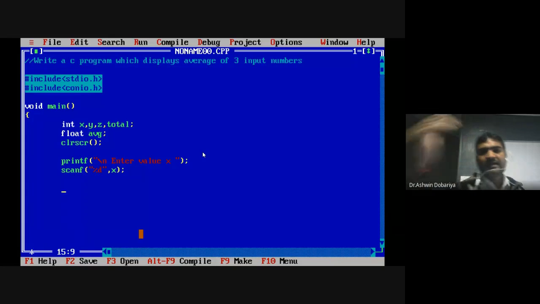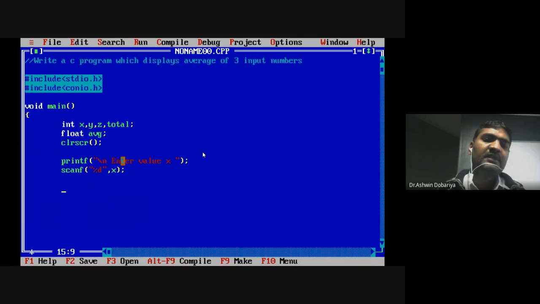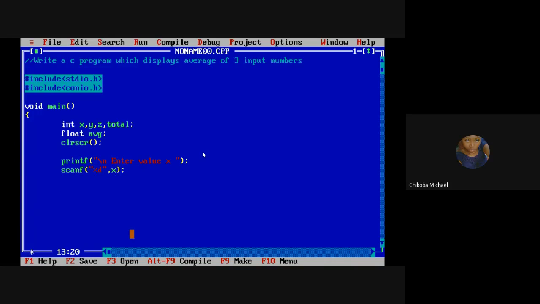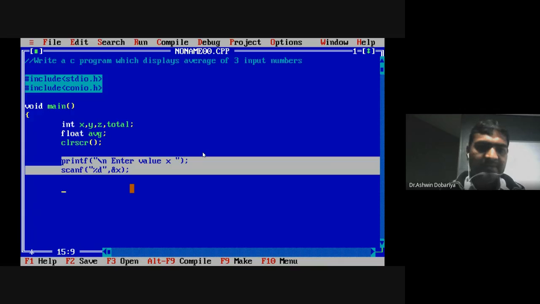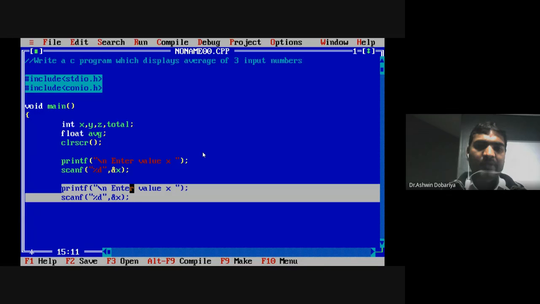What is the error in this? If I want to take any value and if I mention any variable in a scanf, what I have to mention? What is missing over here? Yes, the ampersand is missing. Very good. So in that way, I have taken one value of x. Similarly, I will write a separate message for y also. So enter value of y. And here this is y.